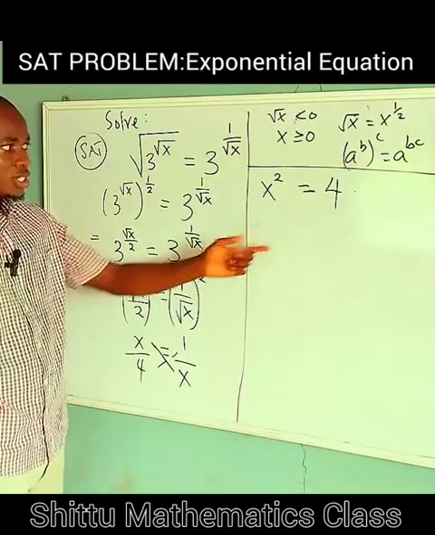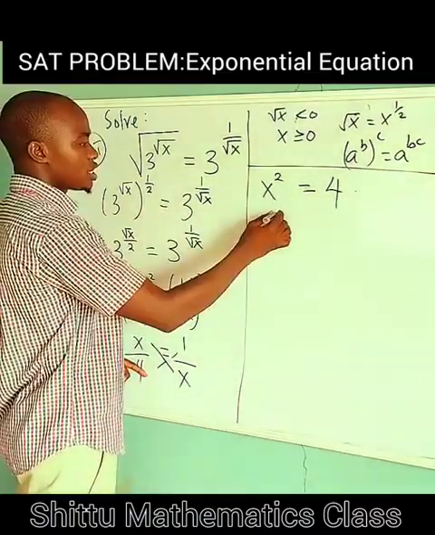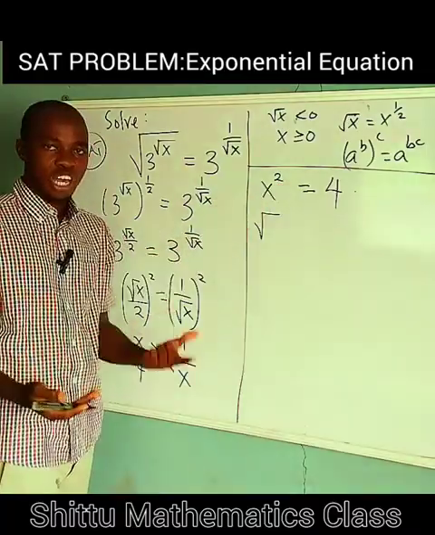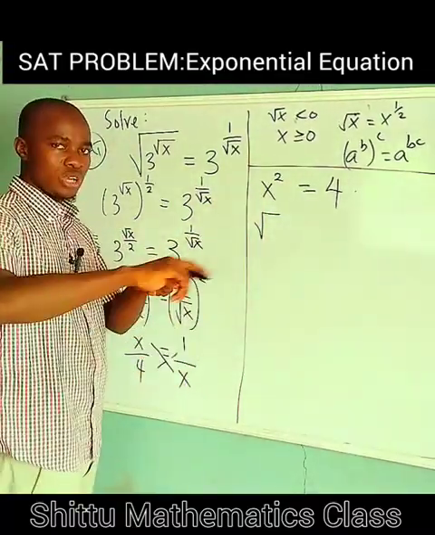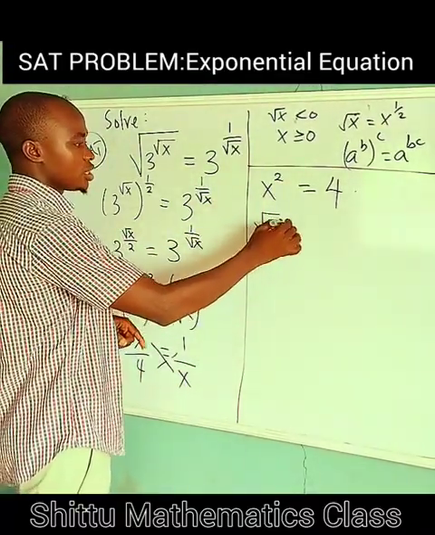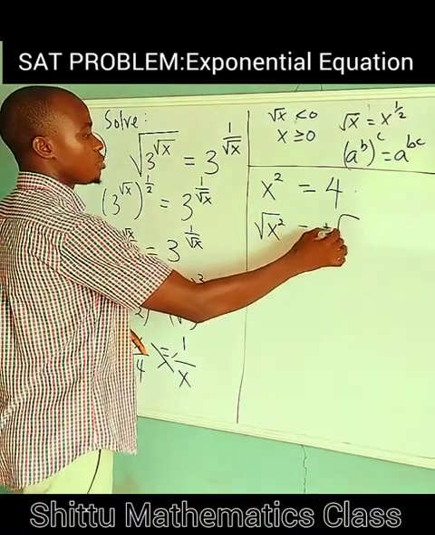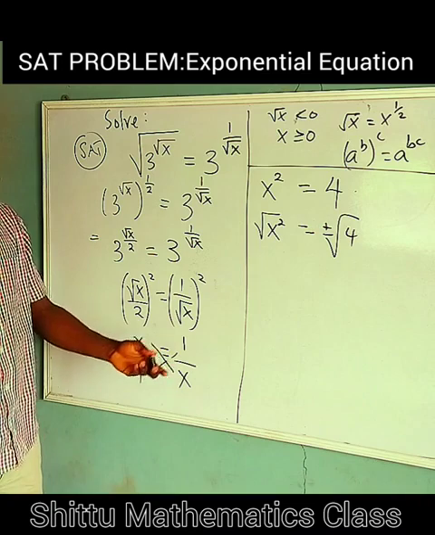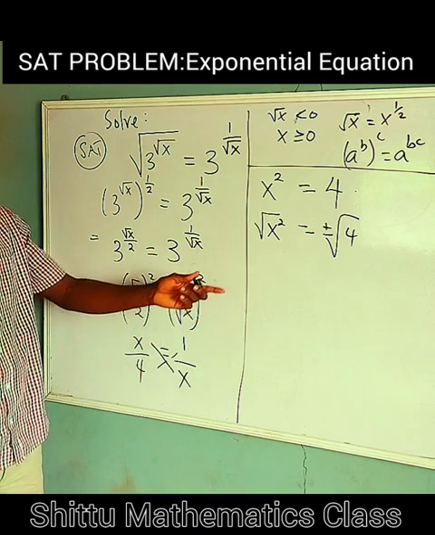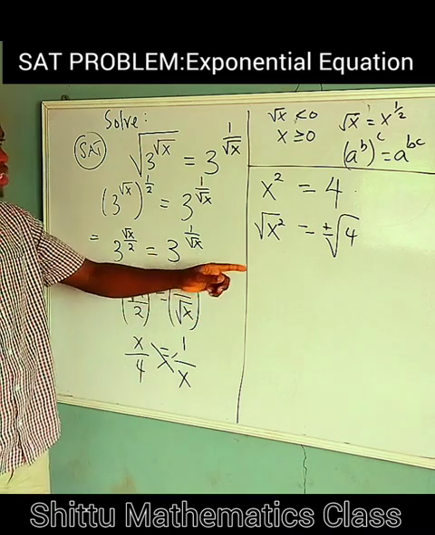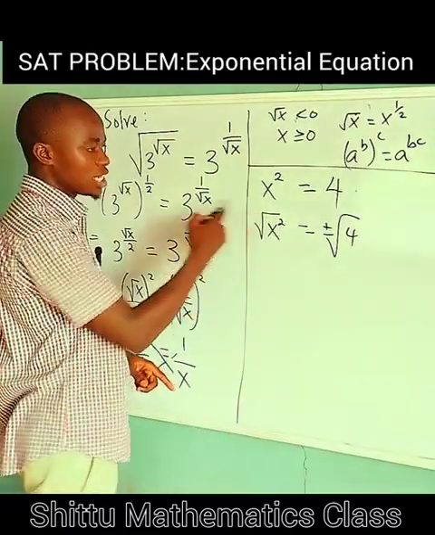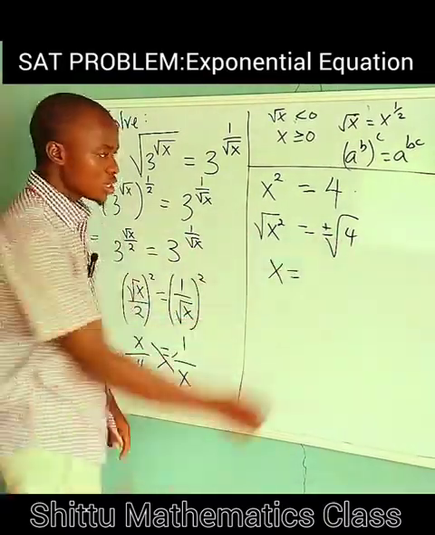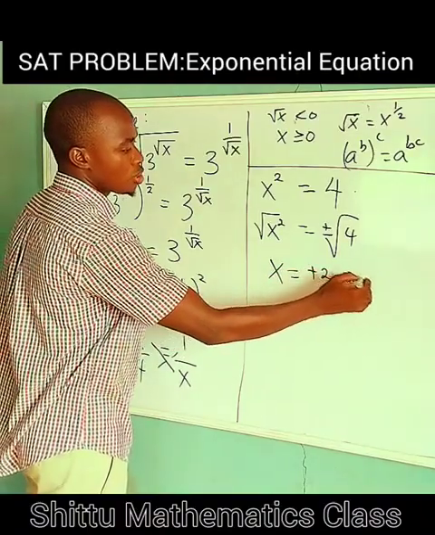The next thing we are going to do, because we want to get rid of this power so that we have our x, is to take the square root of both sides. So we have x, then plus or minus the square root of 4. Is that understood? The square root cancels the square, and we have x equals plus 2 or minus 2.